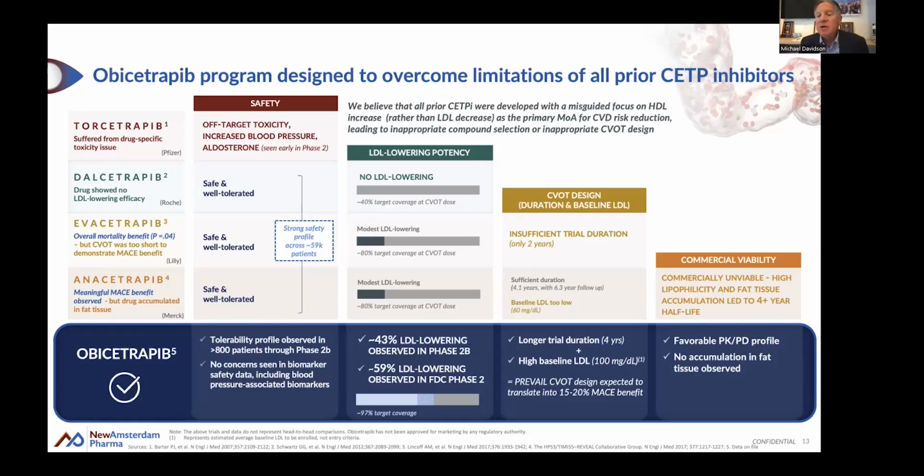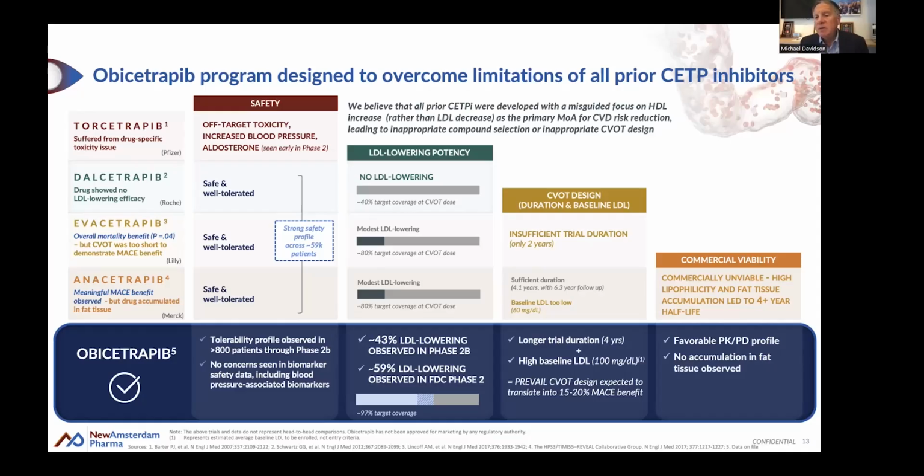Then came the Merck anacetrapib trial, which was very similar to Obicetrapib on LDL lowering in that 17% range. Again, thought to be higher based on a direct assay. But it went to a very large outcome study called REVEAL. I'll go into more detail about that in a minute.